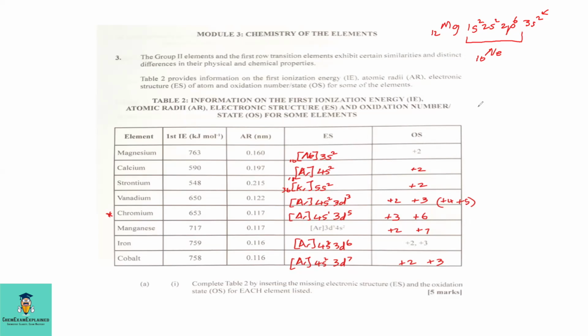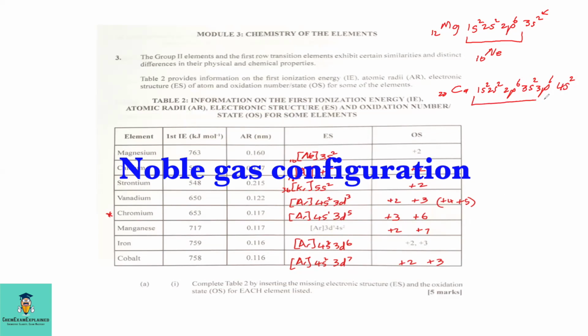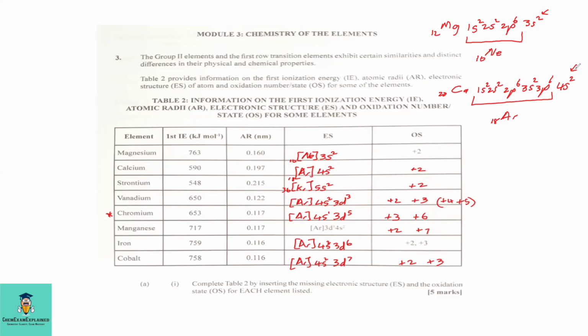For calcium, it is 20 for the atomic number. So we go 1s2, 2s2, 2p6, then 3s2, 3p6, then 4s2. So this part represents argon, which is 18. So you lose these 2 electrons, which have the highest energy, and therefore you get a +2 charge.